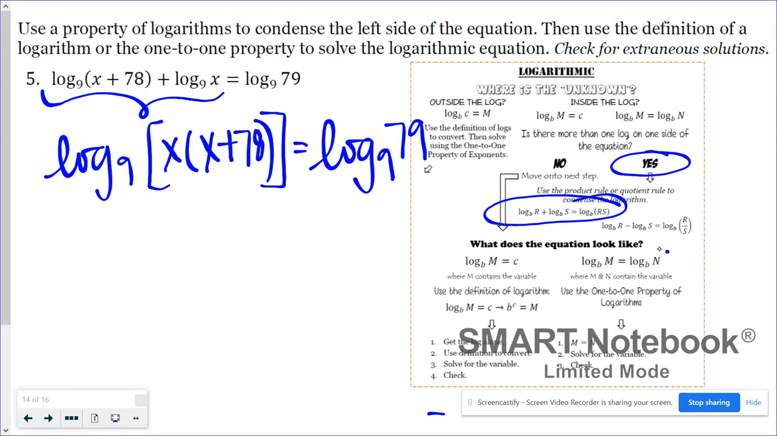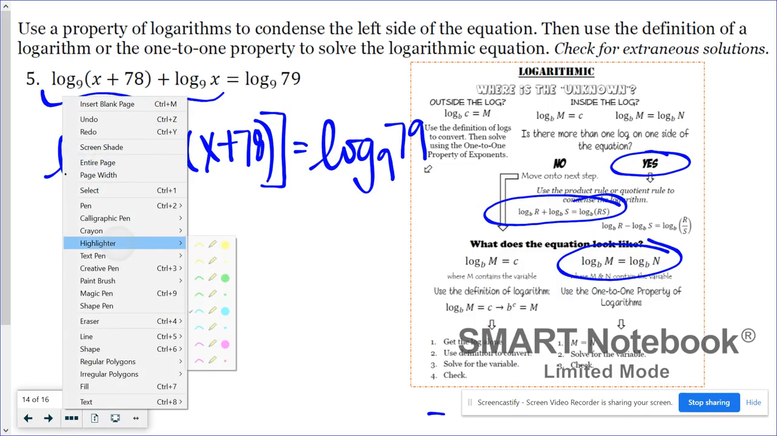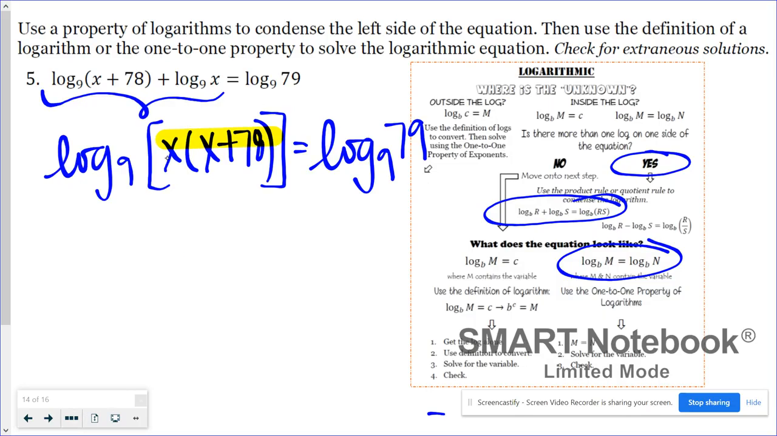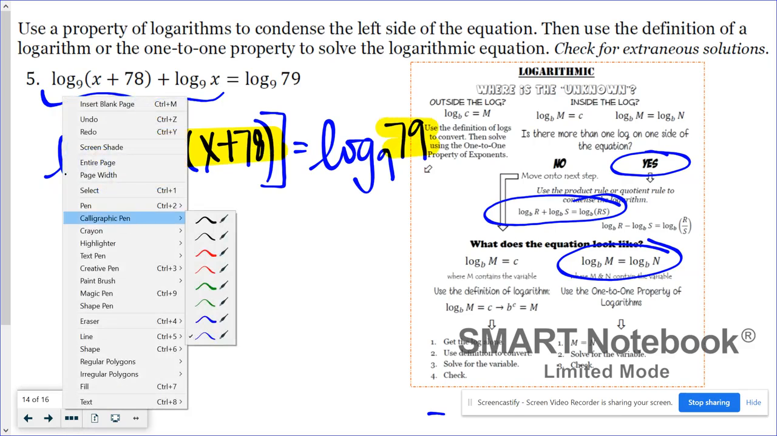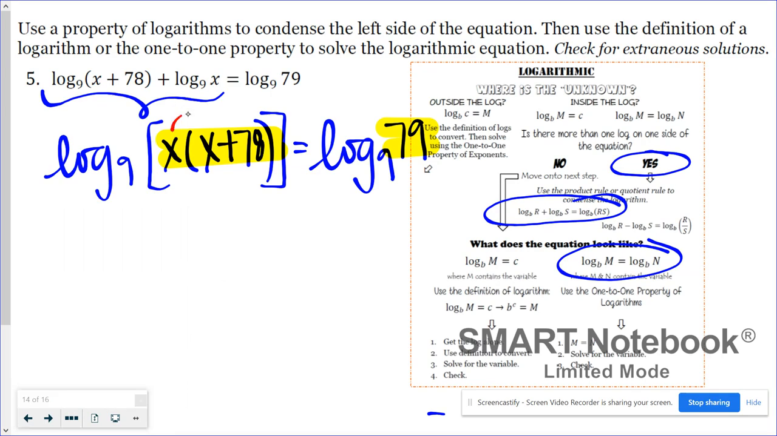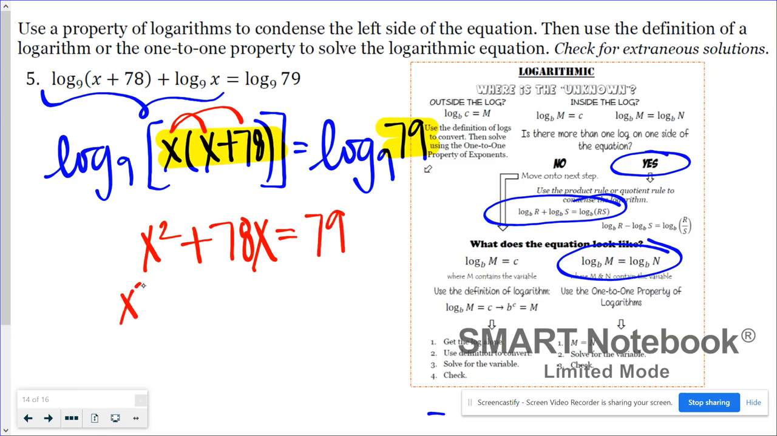My equation looks like this, where I have log equals log. So you know what that means? It means the insides are equal. So I'm going to say that x times the quantity x plus 78 is equal to 79. And this is where I'm going to do my multiplying. x times x is x squared, and then x times 78 is 78x equals 79. Since this is a quadratic equation, I have to get it equal to 0. And then I can go about factoring it.